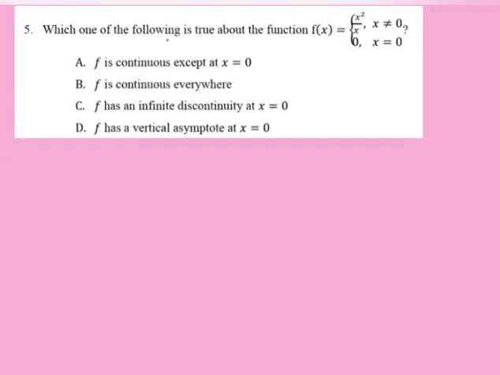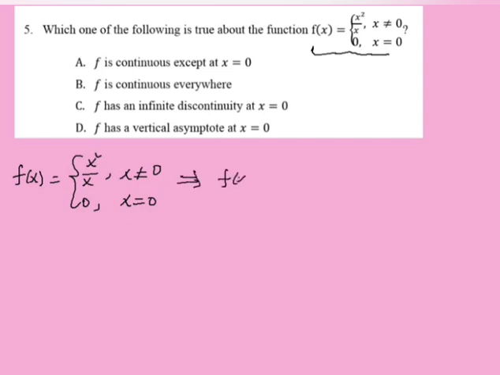Which one of the following is true about this function? Okay, the given function is f of x equals x squared over x for any x different from 0, or 0 for x equals 0. So the function becomes 0 only whenever x is 0, otherwise x squared over x. This can also be simplified: x squared over x is x, so f of x equals x for x different from 0, and 0 for x equals 0. Therefore, this is our function.